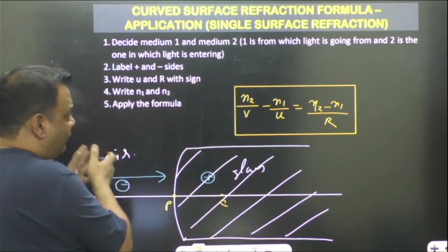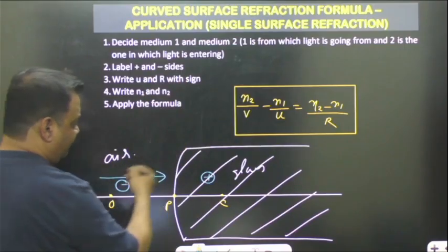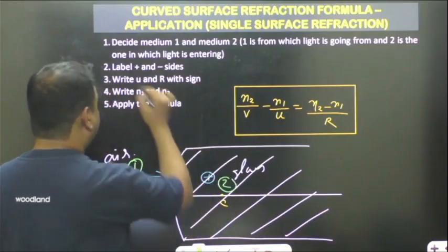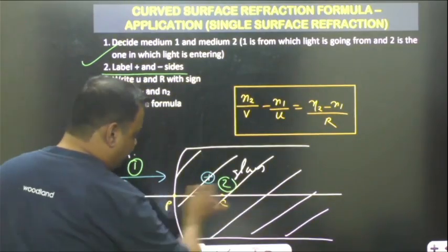1 is the medium from which light is going and 2 is the one in which light is entering. So we have done so. This is medium 1 and this is medium 2. Then label the plus and minus signs. We have done the plus and minus sign for these principal axes.